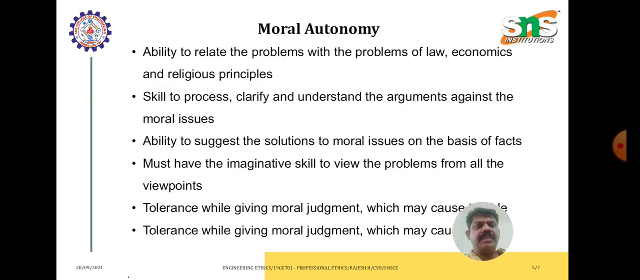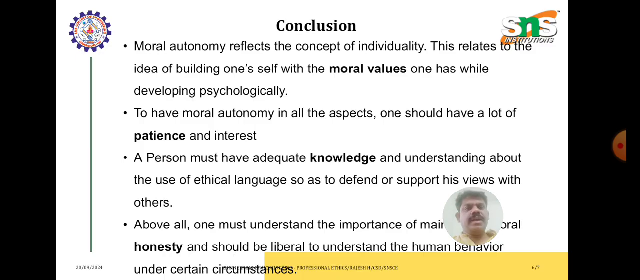And moral autonomy must have the imaginative skill to view the problems from all viewpoints. Moral autonomy also provides tolerance while giving judgment, which may cause trouble. In conclusion, moral autonomy reflects the concept of individuality. This relates to the idea of building oneself with the moral values one has while developing psychologically. To have moral autonomy in all aspects, one should have a lot of patience and interest.